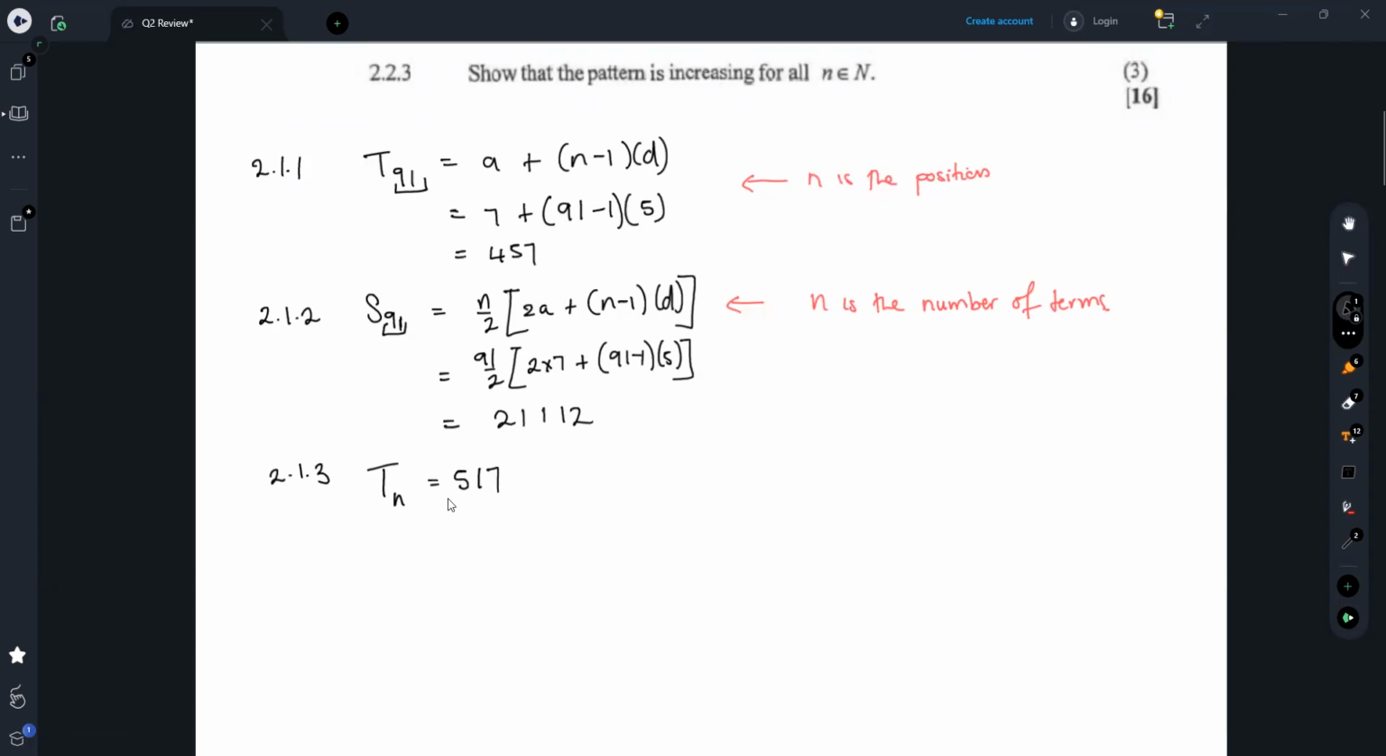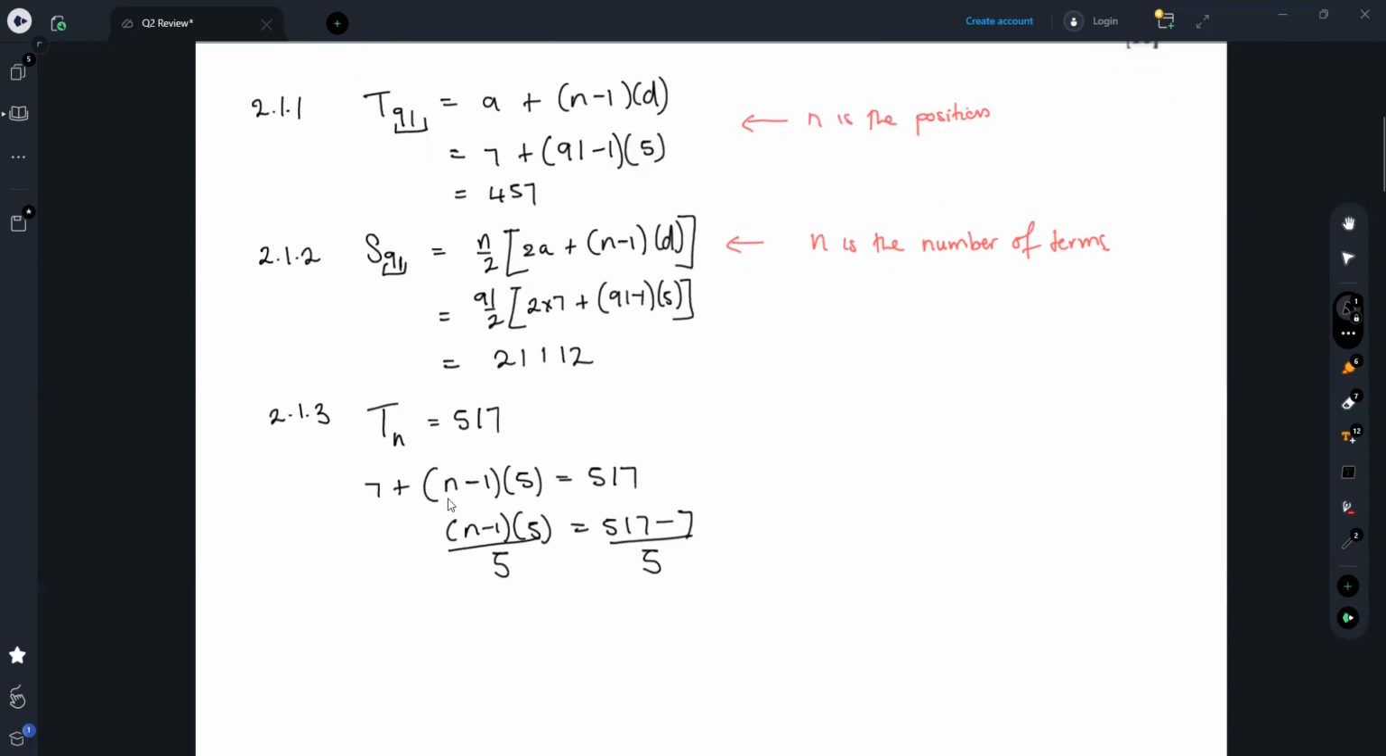Now let's develop the equation for t of n. We know that it will be 7 plus n minus 1 multiplied by the difference, which is 5 again. Now we're looking for the position of the term that gives us a value of 517. So take this to that side. We have n minus 1 times 5 equals 517 minus 7. And then you can quickly divide both sides by 5.